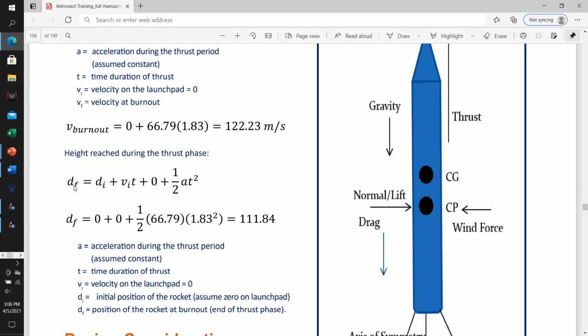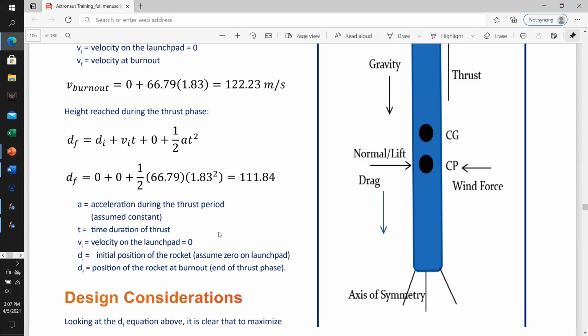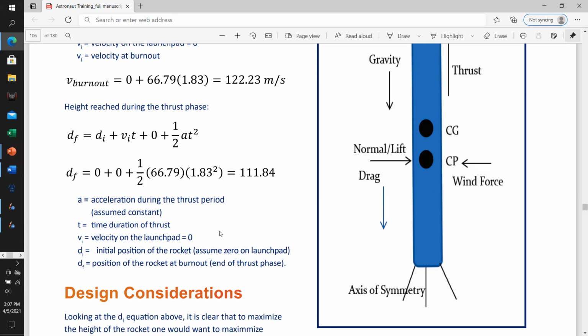This provides for the final position given some initial position, some initial velocity, and some initial acceleration. All right, so the initial location, the launch pad, is 0. Initial velocity, of course, is 0. It only is accelerating. So we're going to plug in the acceleration rate, which we've previously computed, as well as the duration of the thrust for these two variables, and compute it, and we get 111.84 meters. Okay, so that's how high the rocket has gone just in those first 1.83 seconds.